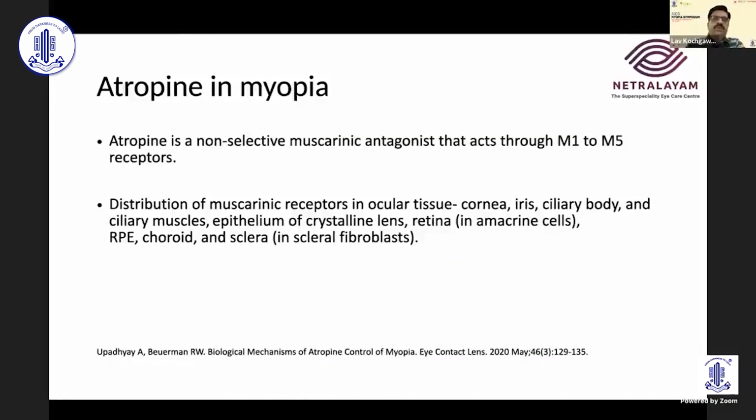The most important molecule available to us is atropine. Just a little bit of introduction: atropine is a non-selective muscarinic antagonist that acts on M1 to M5 receptors and is distributed on almost all structures of the eye when it is applied.